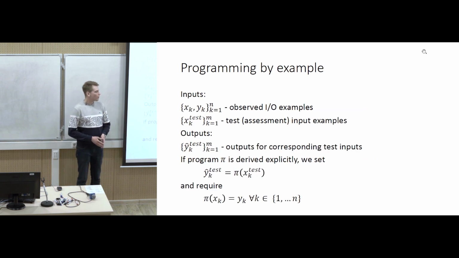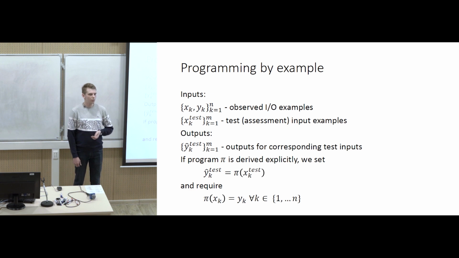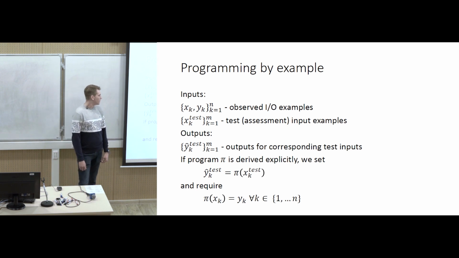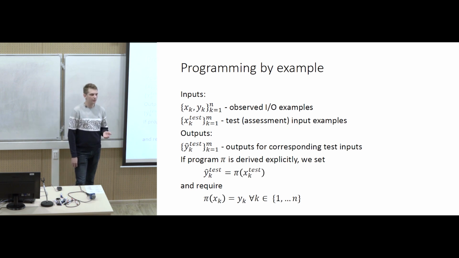Here are the simple definitions about the programming by example setting. So we have Xk and Yk, a set of so-called observed input-output examples. Xk test is the set of test or assessment examples. We aim to output the Yk test for the corresponding assessment inputs such that they will be as close to the ground truth as possible.